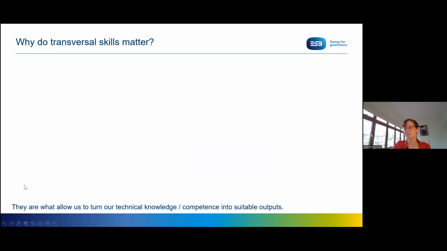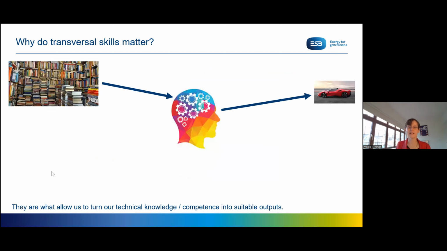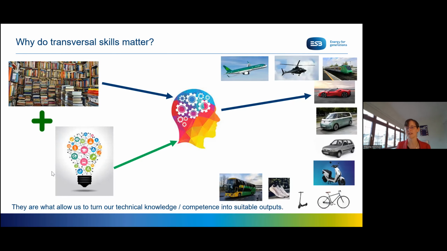Well, look, they matter because they're what allow us to turn our technical knowledge and competence into suitable outputs. What I mean by that is, if you take all your book learning and you become a mechanical engineer like me with an interest in working in the automotive industry, which I didn't go into, when you're asked to solve the problem of, hey, I need a way to get around town, I need some transport, you can design a fabulous car. But if you add in transversal skills and you're saying you need transport, you look at all the options and you ask a lot of questions, you work with other people, you look at the financial side, you look at a whole load of different sides.